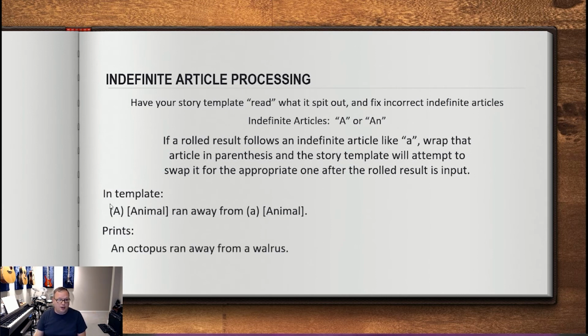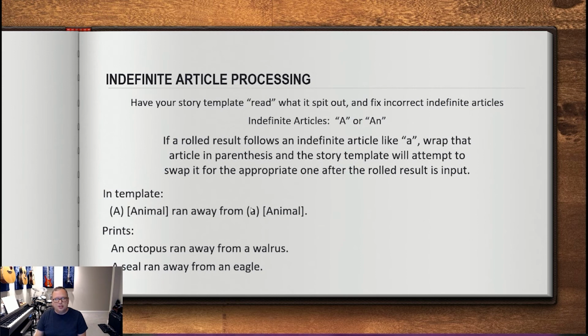So here we wrapped our capital A in parentheses and a lowercase a. We rolled on animal twice, and it looked at it and said, oh, octopus? Well, that shouldn't have a, it should be an octopus, and it changed a out for an. But then when animal rolled again, it came up walrus, and it says that should stay a. So it's intelligently looking at what it should be and replacing it with what makes the most literary sense. Here we've got a seal ran away from an eagle.